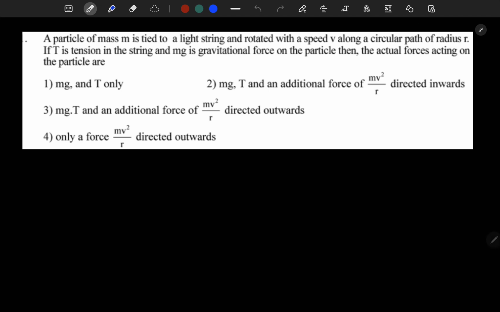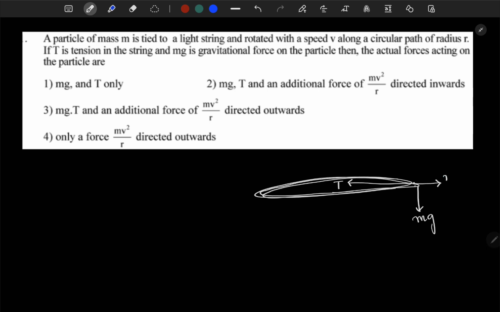The particle is moving in a circular path, so let's draw a circle. It is not mentioned whether it is moving in a vertical circle or a horizontal circle, so we will just see it as a circular path of radius r. The actual forces are mg in the downward direction, which is a real force, and tension in the string, T. Away from the center there is also mv square by r, which is a pseudo force.